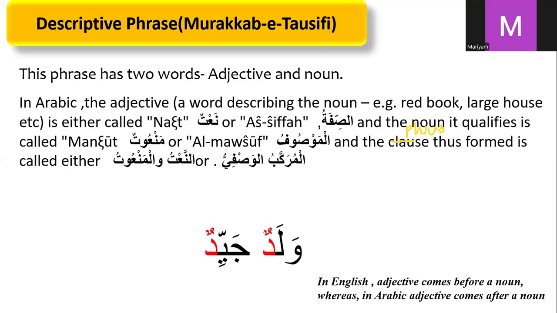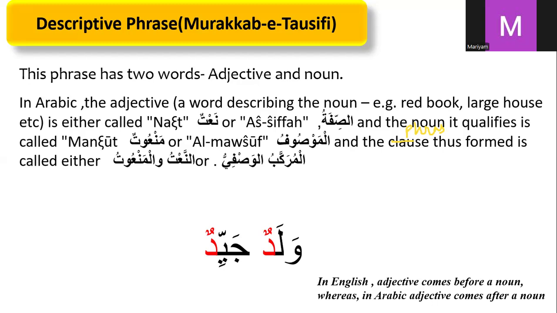So let's see the example here. Waladun Jayyidun. Now don't get confused about Mubtada and Khabar. You need to understand that if 2 words come next to each other and they are in the same pattern, then I can say this is a descriptive phrase.